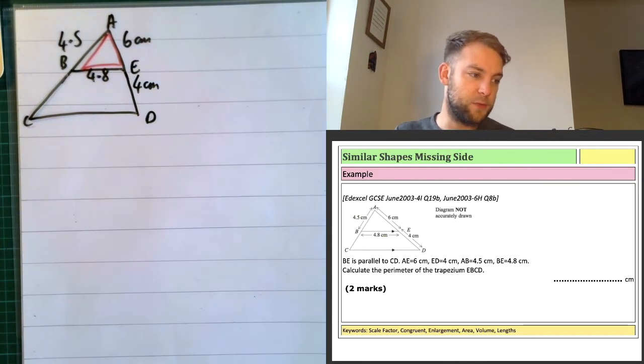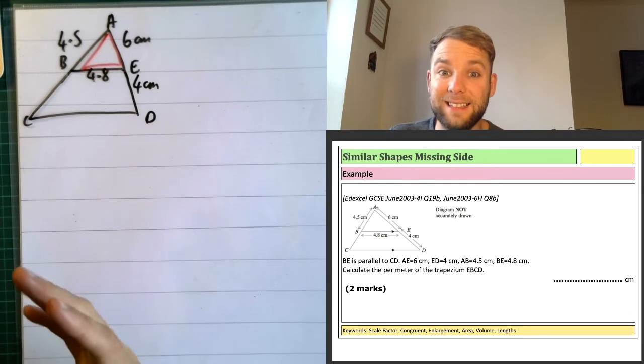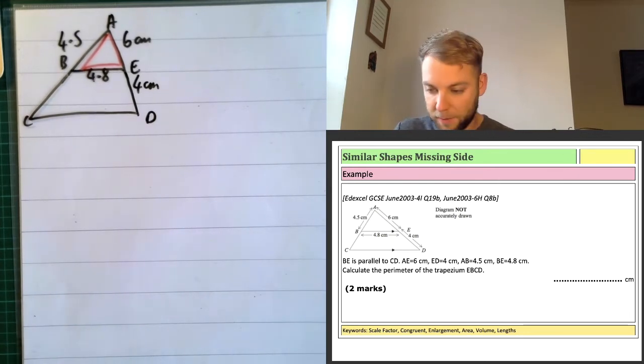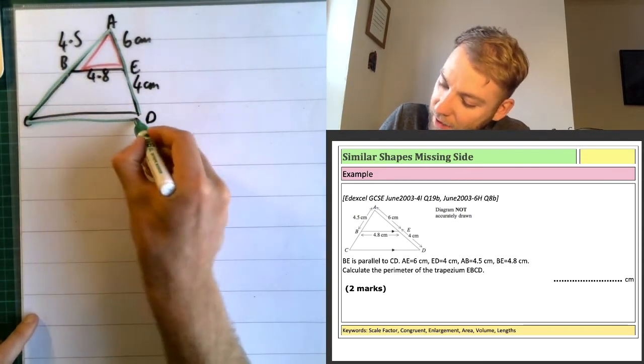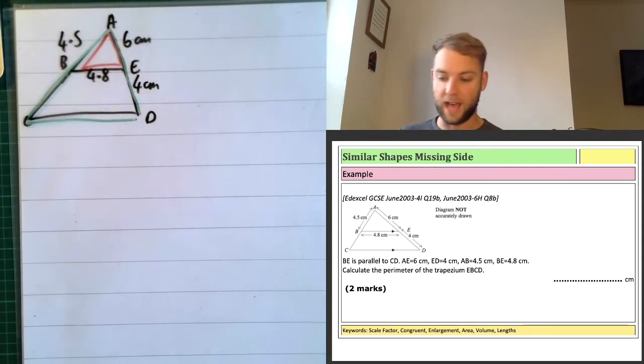Now notice with this one, the reason this is tricky is it doesn't say that it's similar shapes. Okay, you've got to know that because those two lines are parallel, they are similar. It doesn't even say find out the bottom length, does it? It says find out the perimeter, so I'm going to have to find out this one and this one, okay?